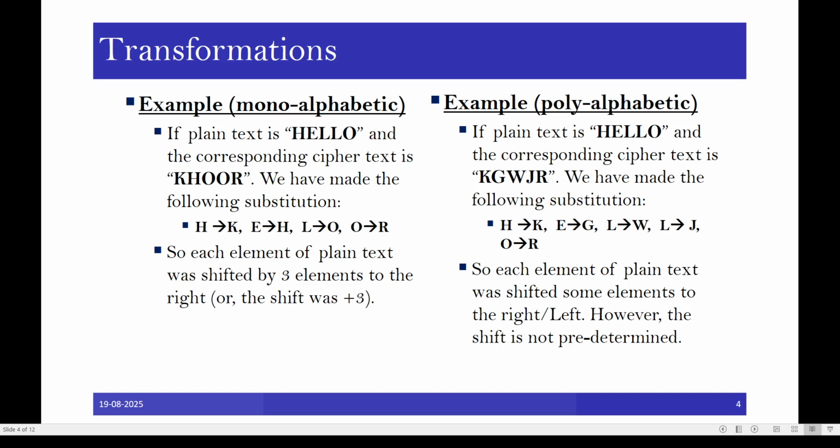So each element of the plain text was shifted by some elements to the right or the left. However, the shift is not predetermined. So converting polyalphabetic back to a plain text is particularly challenging if you don't know the keys. But on the other hand, if you know the frequency distribution of the words and you know that they are following monoalphabetic transformations, it's pretty easy for you to map it back to the original words. So this is the difference between the monoalphabetic and the polyalphabetic transformations.